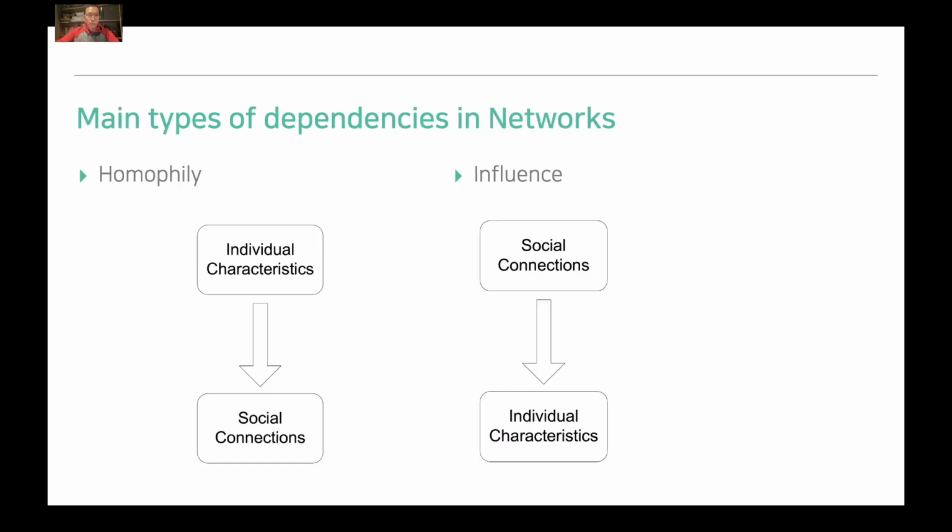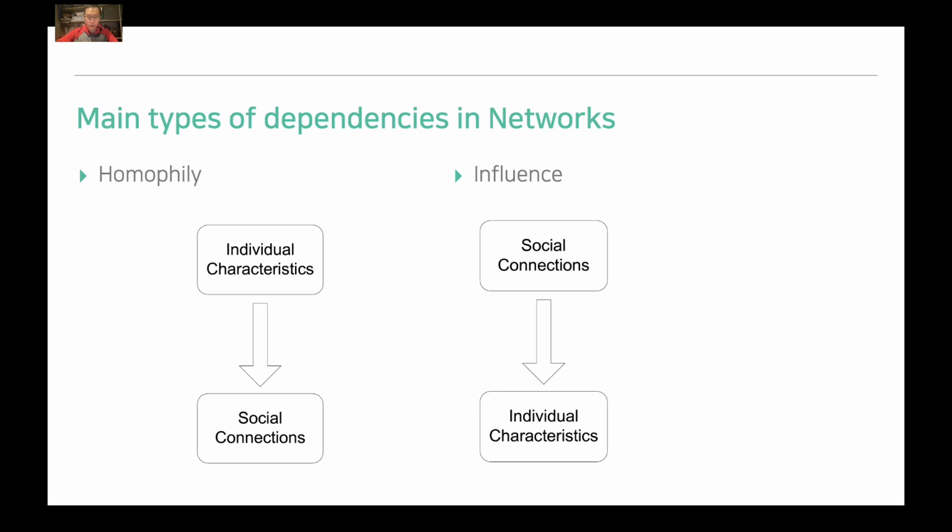We have two types of dependencies in networks. This may explain how the correlations are created. The first one is homophily. We sometimes talked about homophily during the previous lectures. Homophily means that when individuals have some common characteristics, it is likely to create social connections.